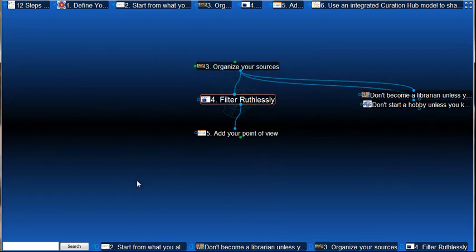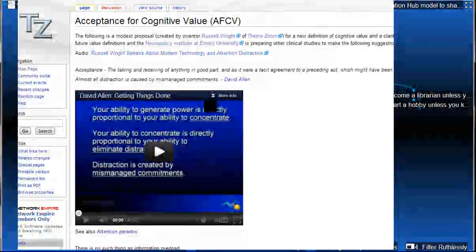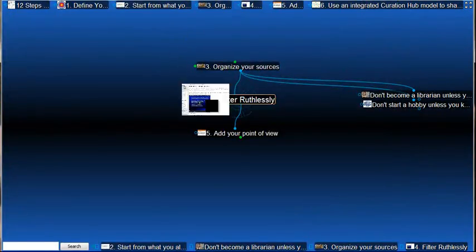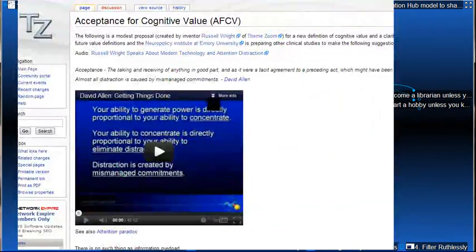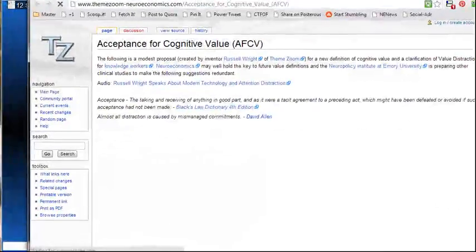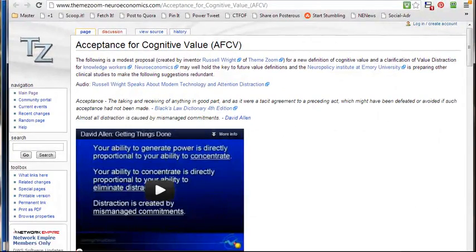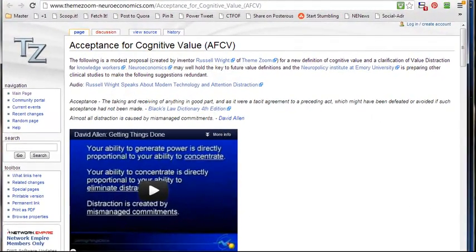Okay, filter ruthlessly, number 4 of this article. Now, here's an article that I wrote called "Acceptance for Cognitive Value." It was a very useful exercise. Let me just open it here for you. I pulled this from the libertarian acceptance for value concept in Black's Law. This is legal jargon, Black's Law Dictionary: the acceptance or taking or receiving of anything that is good, as in part.